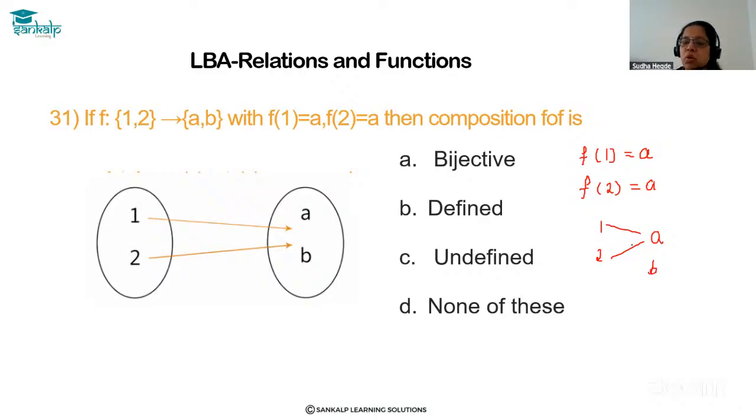So if b is not mapped, then it is not onto. So the first option, bijective, you can discard. Bijective should be both one-one and onto. Okay. It's not bijective. Now, f composition f. Is it defined?